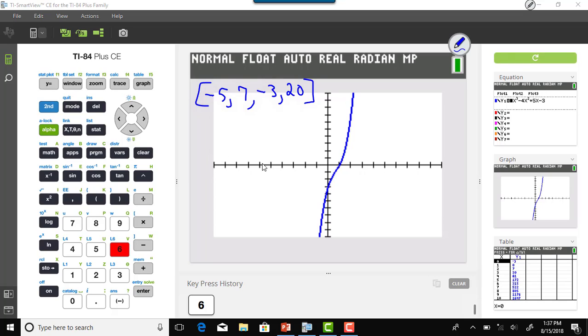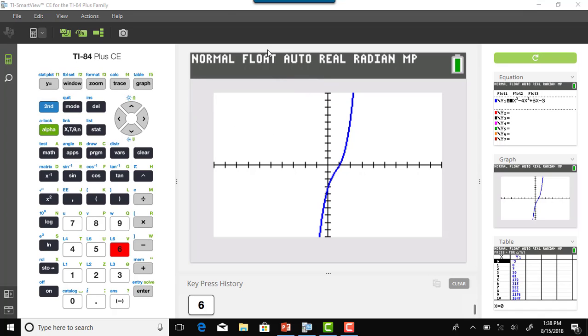So X minimum controls this left-hand part of the negative part of my X-axis. The X maximum would control out here on the right-hand side of my X-axis. Y minimum would control down here, and Y maximum would control up there. So I can adjust this however I want. So instead of stopping at -10, I can have my window stop at -5. Instead of going out to +10, I can have it stop at 7. Instead of going down to -10, I can have it stop at -3, and instead of stopping up here at +10, I can have it stop up here at 20. So I can change those manually. I'm going to erase this. We've got those 4 numbers there if we needed them.